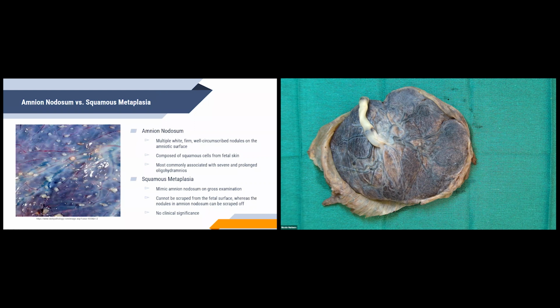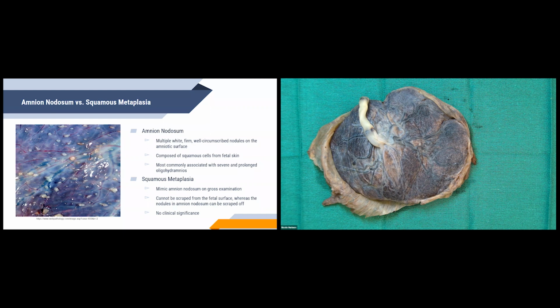Amnion nodosum is multiple white, firm, well-circumscribed nodules on the amniotic surface, and they are composed of squamous cells from fetal skin, and they're most commonly associated with severe or prolonged oligohydramnios. Squamous metaplasia mimics amnion nodosum on gross examination. It can be differentiated from amnion nodosum by the fact that squamous metaplasia cannot be scraped off the fetal surface, versus amnion nodosum can.